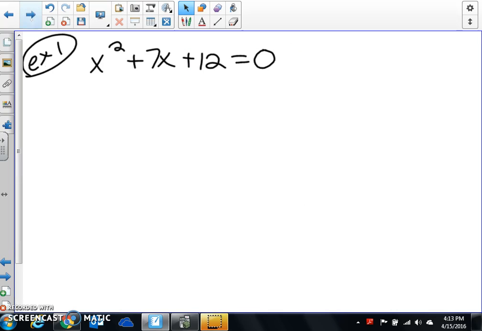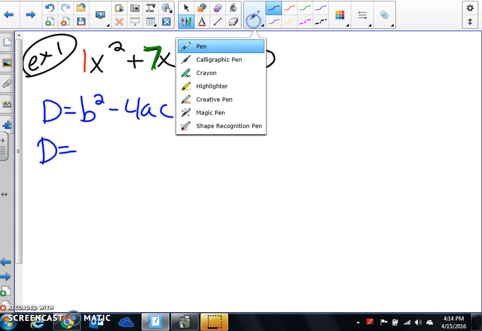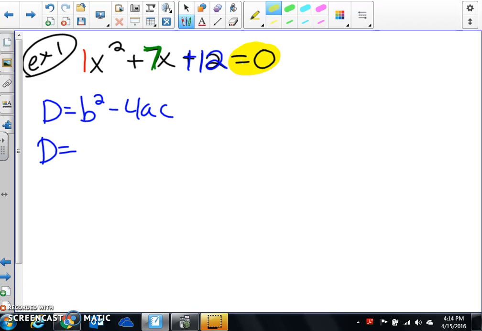So we're going to do this by factoring and by graphing. So let's start by factoring actually first. Well, no, wait, hold on. Let's do the discriminant. So the discriminant is equal to b squared minus 4ac. So my a is 1, my b is a positive 7, and my c is a positive 12. Now, here's another very important part. You always have to have it equal to 0 to do your ABCs and all that stuff. Everything has to be equal to 0. All right, so now we plug in.